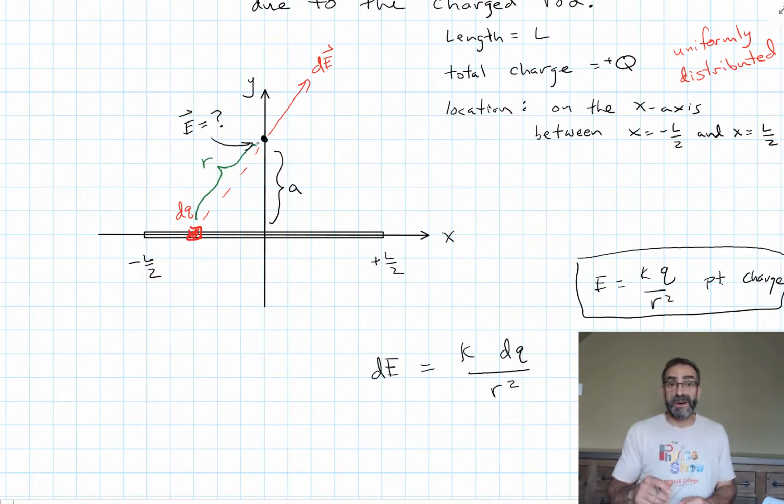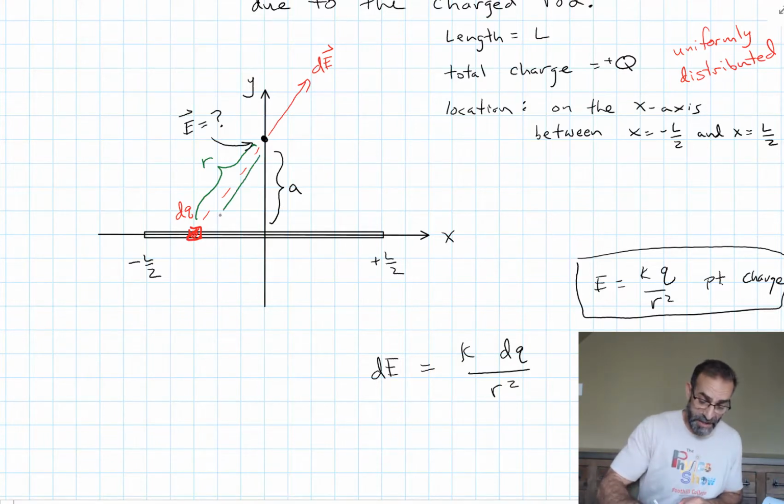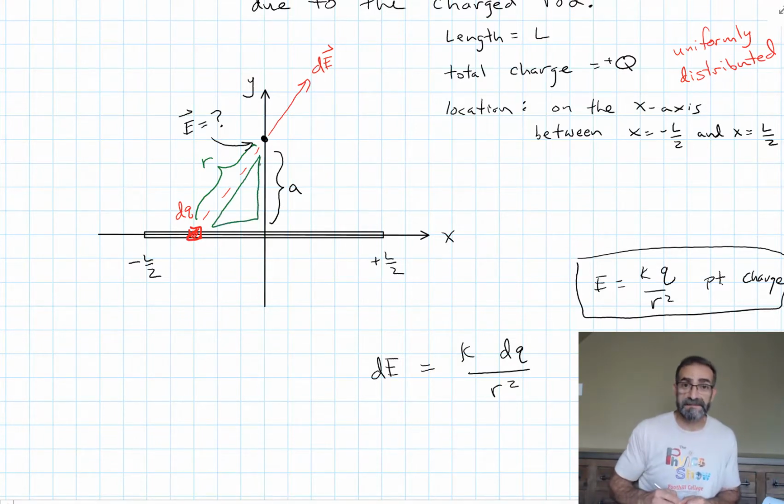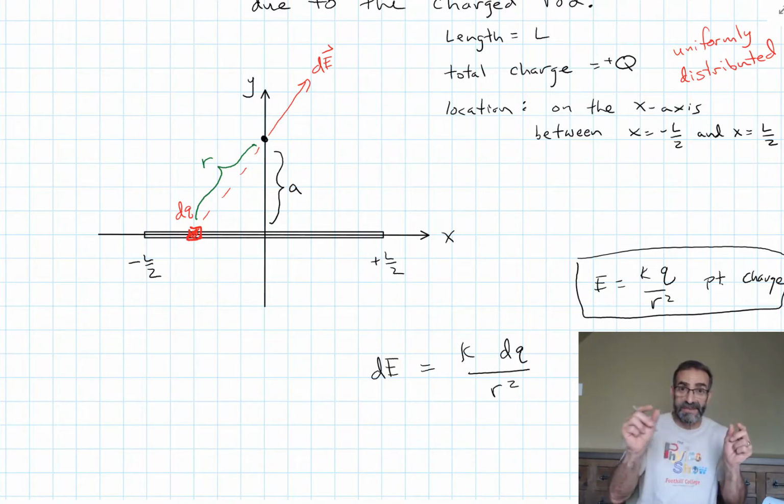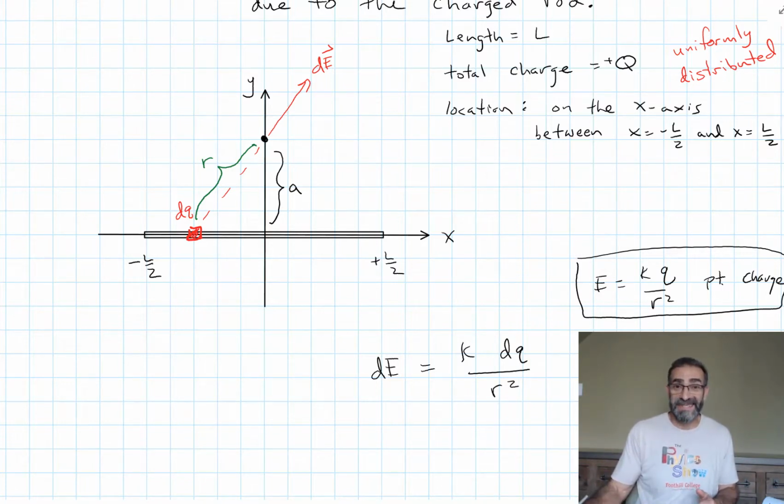That distance is R. It's the hypotenuse, if you will, of this triangle right here. We know that this little tiny chunk, dQ, produces an electric field given by this equation. But we want to know what's the total electric field due to all the little dQs along this charged rod. What do we have to do? We have to add them up. But we can't just add them up because electric field is a vector quantity.